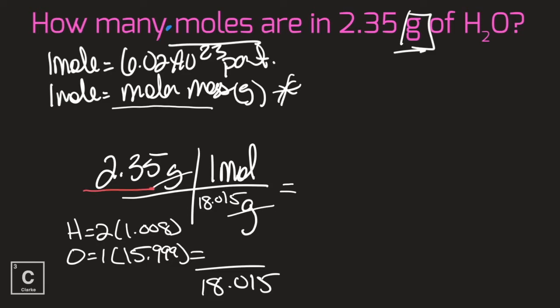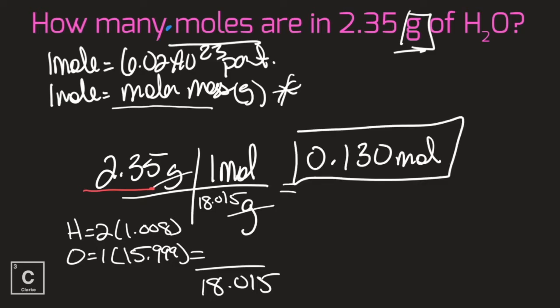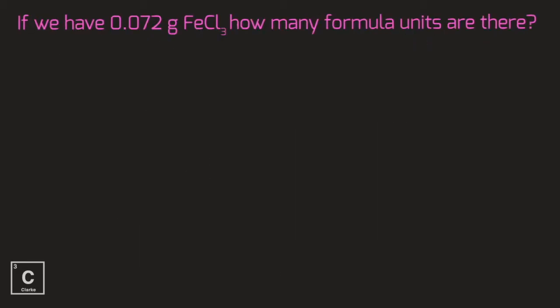I need 3 sig figs in my answer, so I'm going to round to 0.130 moles. If we have 0.072 grams of FeCl3, how many formula units are there? We need to remember that formula units are particles. We're going from grams to particles. This problem does not mention moles, so we're going to use both conversion factors.